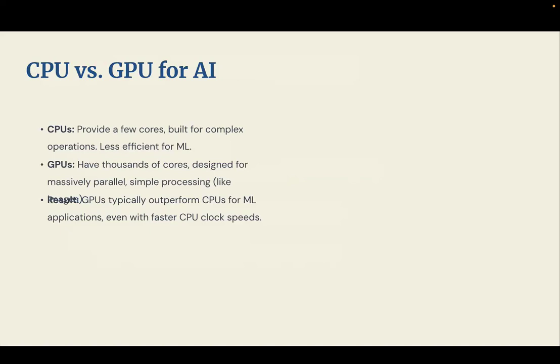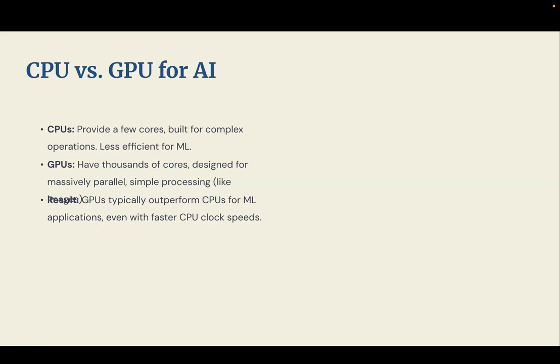So the next very interesting thing. What is CPU versus GPU? A CPU provides few cores built for complex operations, which is less efficient for ML. Like I told you, CPUs have only a few cores which are used to do complex operations but not parallel operations. AI systems want to do parallel operations. So complex operations are done using CPUs, which are less efficient for ML.